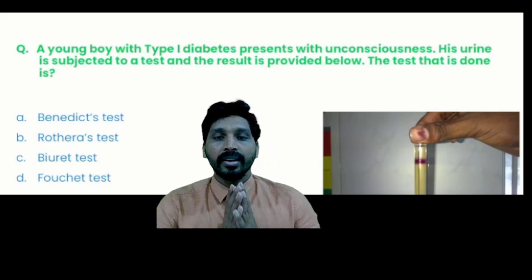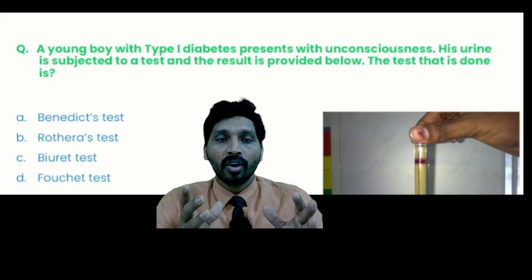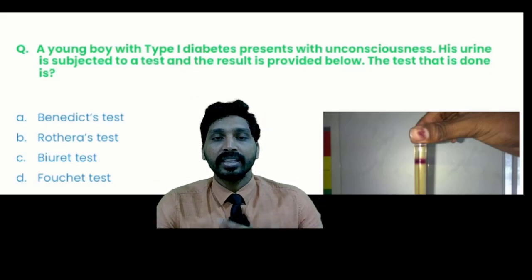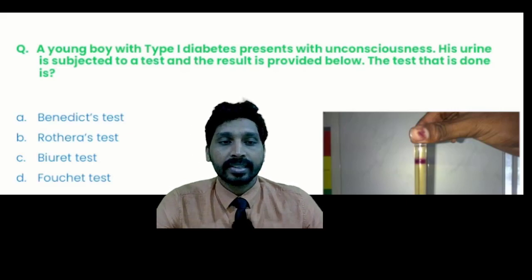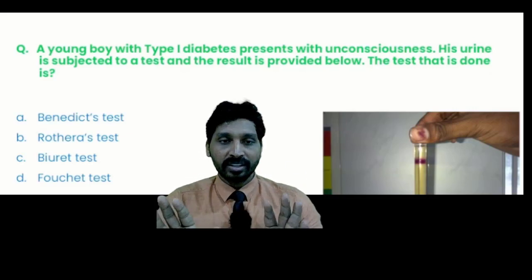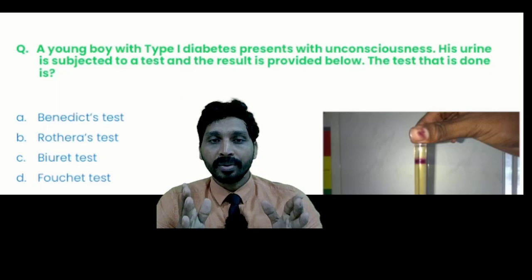Here the question is an image based question again. A young boy with type 1 diabetes presents with unconsciousness. His urine is subjected to a test and the result is provided below. The test that is done is option A, Benedict's test, option B, Rothera's test, option C, Biuret test, option D, Fouchet's test. So here, forget about the image and the options. First, you read the stem of the case. A young boy with type 1 diabetes.